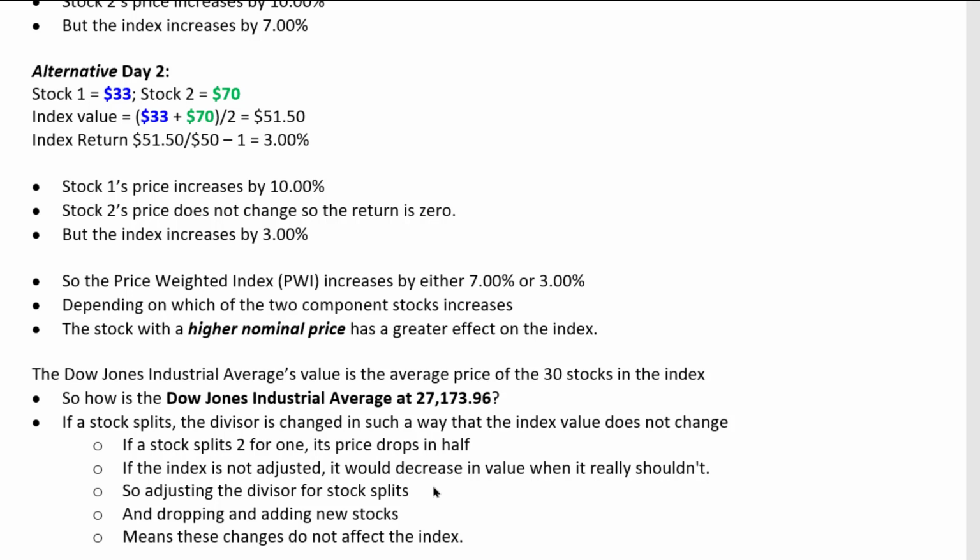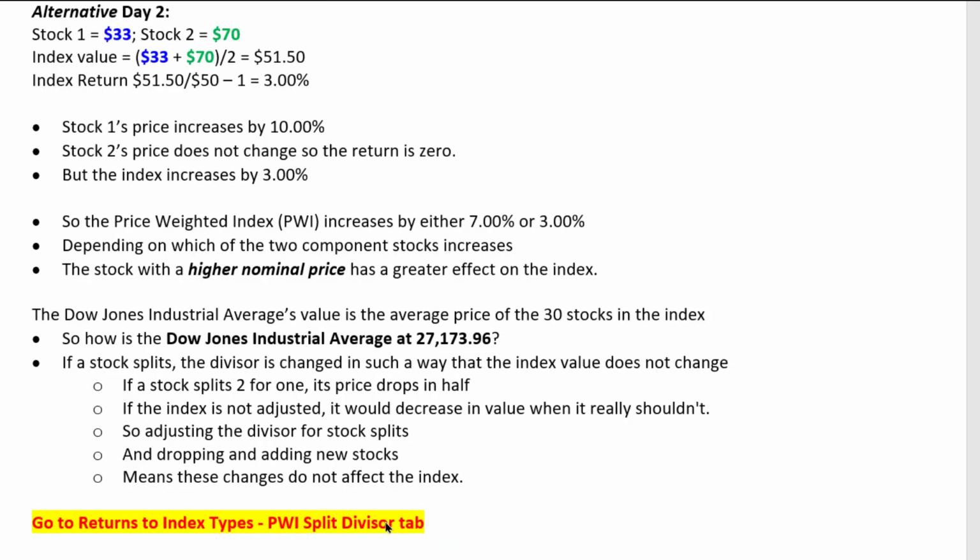It's like getting two $5 bills for a $10 bill. And so there is no economic change. And so we adjust this divisor in such a way that the index does not change. This also happens when you drop an old stock and add a new stock. The divisor is adjusted so that there would be no effect on the index from taking out a $20 stock and adding an $80 stock. So meaning these changes do not affect the index.